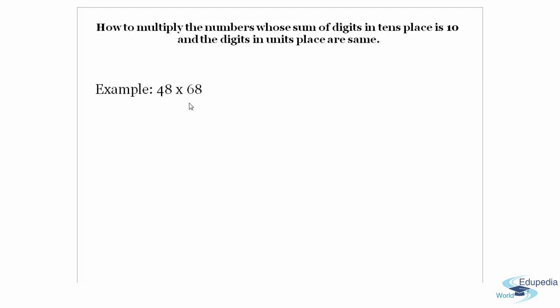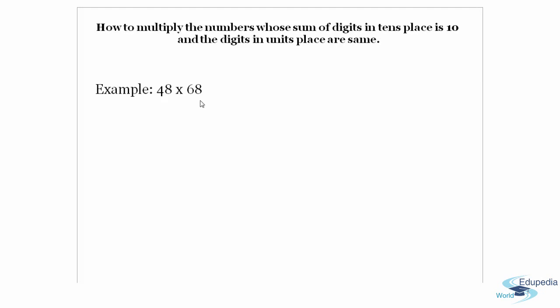Now, coming to condition number 2, it says that the digits in the units place should be the same. The digit in the number 48 in its units place is 8, and in 68 we have 8 in the units place. So we have the same digits in the units place. Therefore, you can say that condition number 2 is also satisfied.